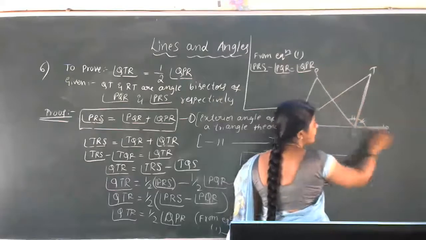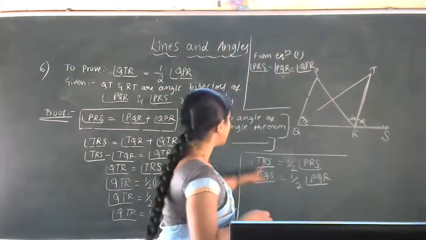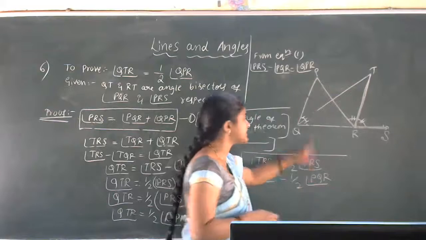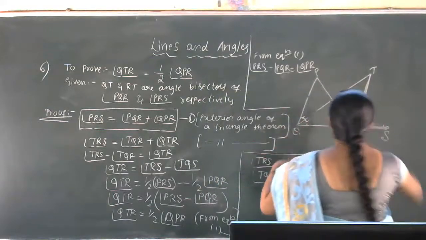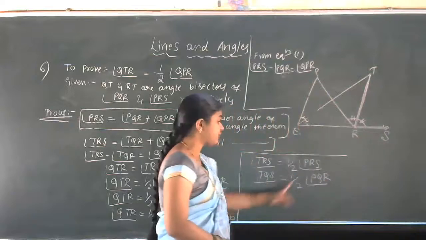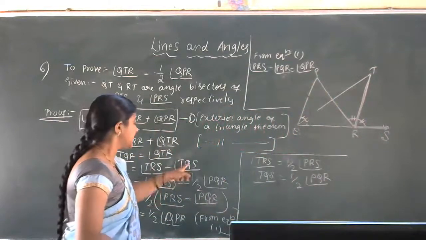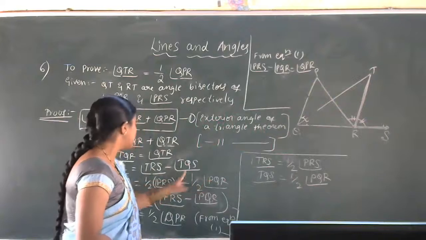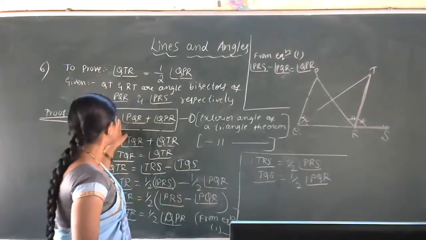Therefore, angle TRS is half of PRS because it is a bisector line. So we took TRS as half of PRS. Then this one angle, which angle? TQS. Angle TQS is half of PQR. Just substitute TRS as half of PRS and TQS as half of PQR. Then half of the common term, PRS minus PQR.